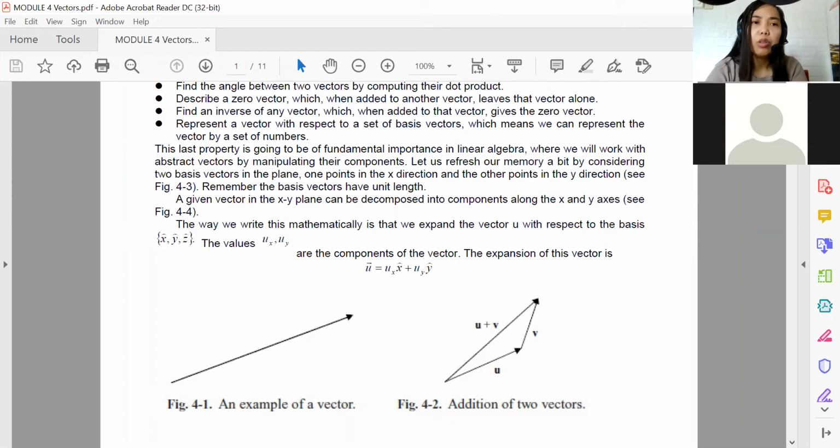I'm not sure if this was discussed in your physics class, but we are going to relate it in mathematics. A given vector in the xy plane can be decomposed. So this is for two-dimensional. So we have x and y. A given vector in the xy plane can be decomposed into components along the x and y axis.